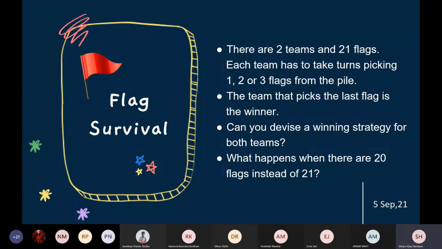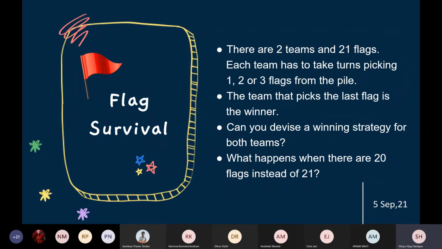Okay, so what's going to happen is, suppose there are four flags left at the end, and it is Team B's turn to pick, right? If Team B picks one flag, then Team A will pick three flags and win the game. If Team B picks two flags, Team A will pick the remaining two flags and win the game. If Team B picks three flags, Team A will pick the remaining one flag and win the game, right? And so you want to reach a point where there are four flags left, and understand that if there are four flags left, then it's guaranteed that you will win the game, right?